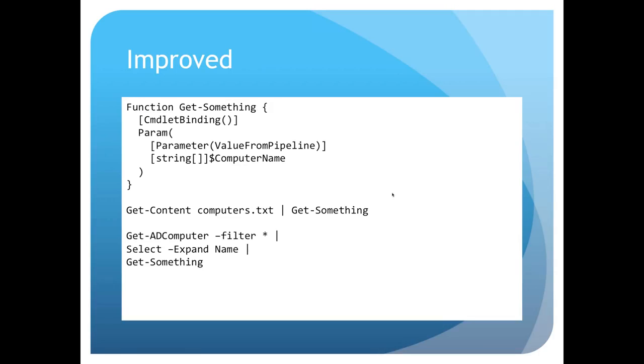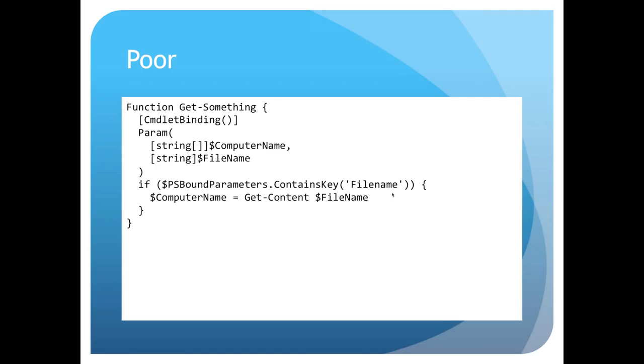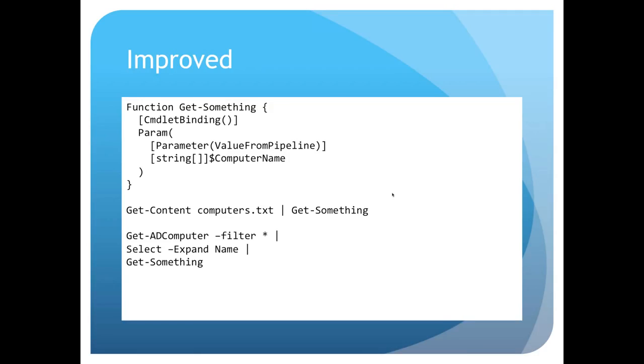And the reason for that is, in our poor example, if at one point in my life I wanted to get computer names from Active Directory or from a configuration management database, well, this poor example is not really built to be that flexible. This better example is, though, because it doesn't care where its input originally comes from. Whatever you can get into the pipeline, it will take as computer names.